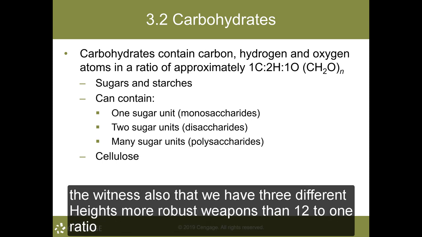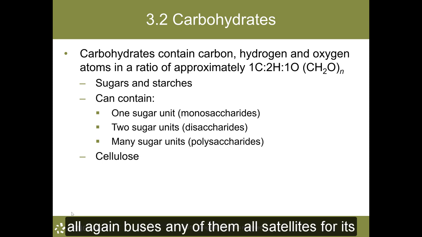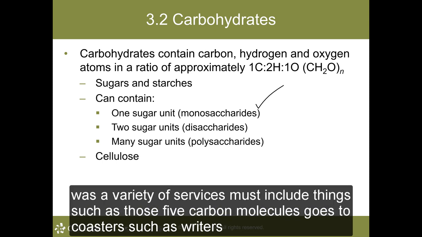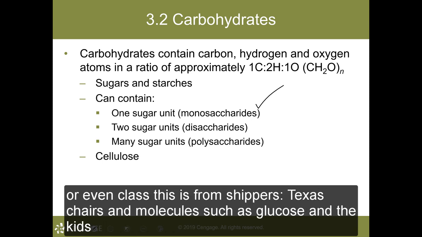So with this, I'll say that we have three different types, meaning as I describe these, in that 1-to-2-to-1 ratio. I'll begin by stating that we have the monosaccharides first. You can also call those class the simple sugars. The monosaccharides, or simple sugars class, include things such as those 5-carbon molecules, or those pentose sugars, such as ribose. Or even, class, the 6-carbon sugars, called the hexose sugars, and molecules such as glucose and fructose.